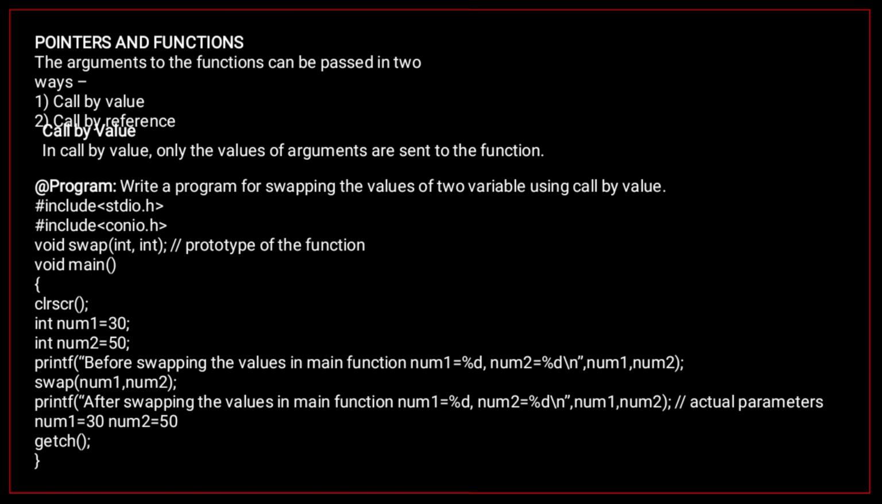Now next we discuss here pointers and functions. The arguments to the function can be passed in two ways. The first is call by value and second is call by reference.